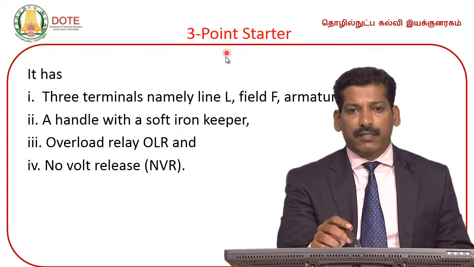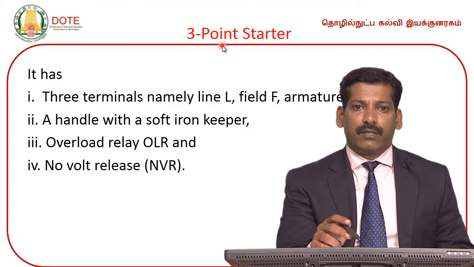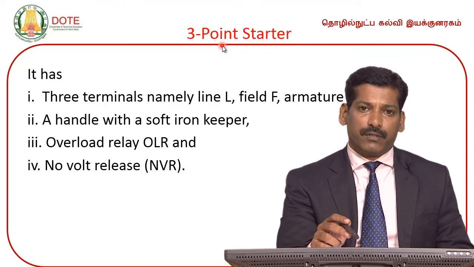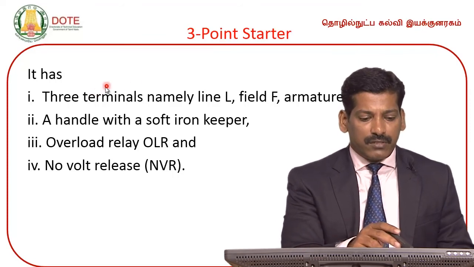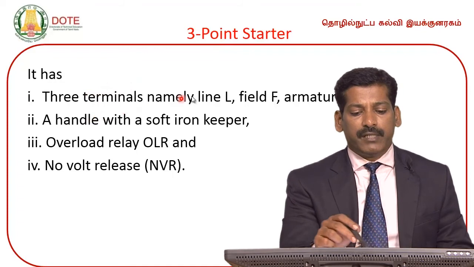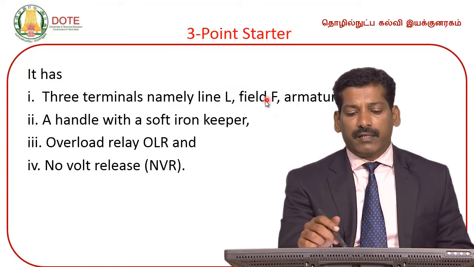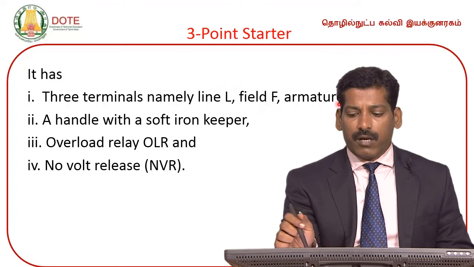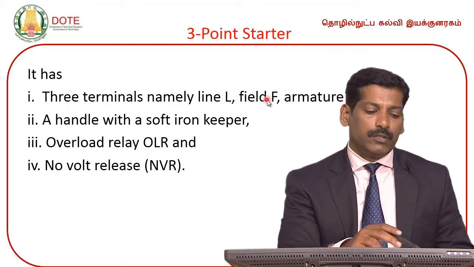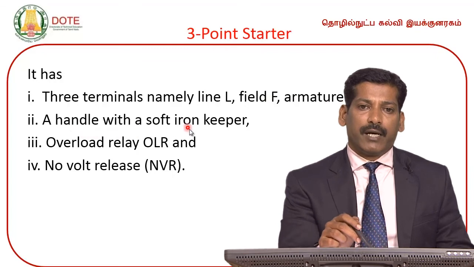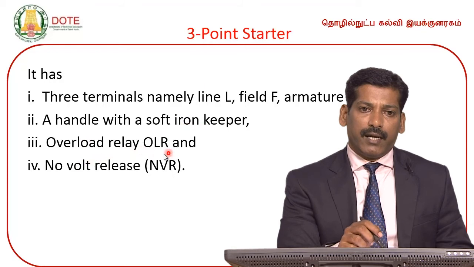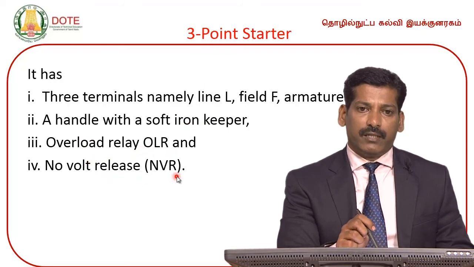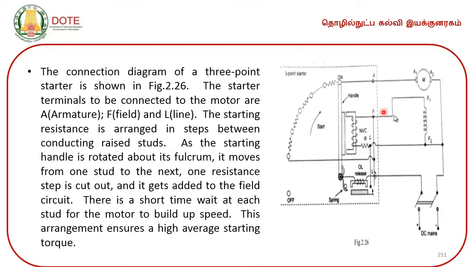Now, let us see the configuration of the 3-point starter as well as its significance in starting a DC motor. This 3-point starter has 3 terminals, namely L, that is line, field F, and armature A. Number 2, a handle with a soft iron keeper. Number 3, overload relay OLR and no volt release coil NVR. So, this is the schematic diagram of the 3-point starter.